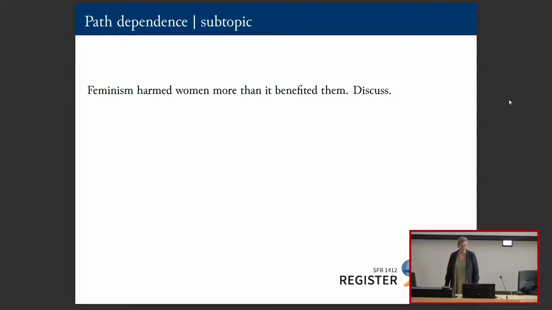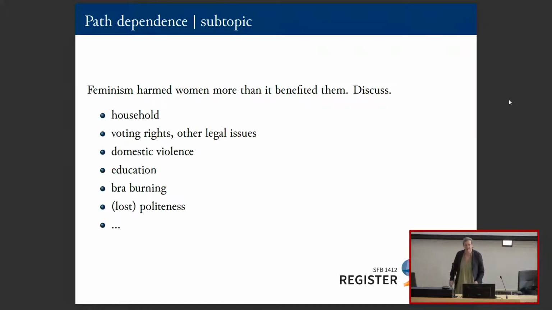Feminism harmed women more than it benefited them, discuss. I agree it's a very silly prompt, but it's a prompt that we chose at some point. So path dependence could then mean many things. But the first thing is, if you had to do this, you could go many, many different paths. And the first decision you take will lead to the other decisions. The first decision you take in whatever you do here will influence what comes afterwards.